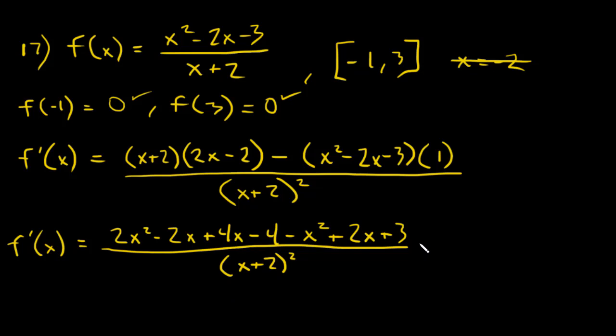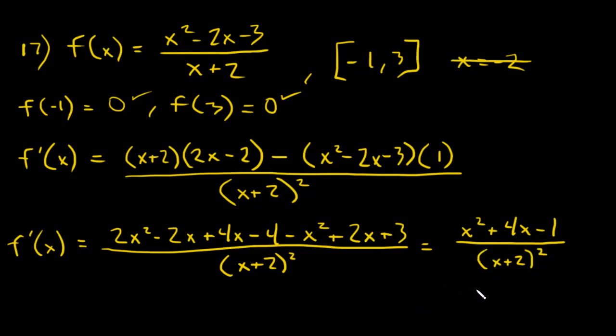Alrighty, so I'm going to condense that a little bit and get 2x squared minus x squared is going to be x squared. Negative 2x plus 4x is positive 2x, plus 2x again is 4x. And then negative 4 plus 3 is -1. And that is over x plus 2 quantity squared. That is our first derivative.